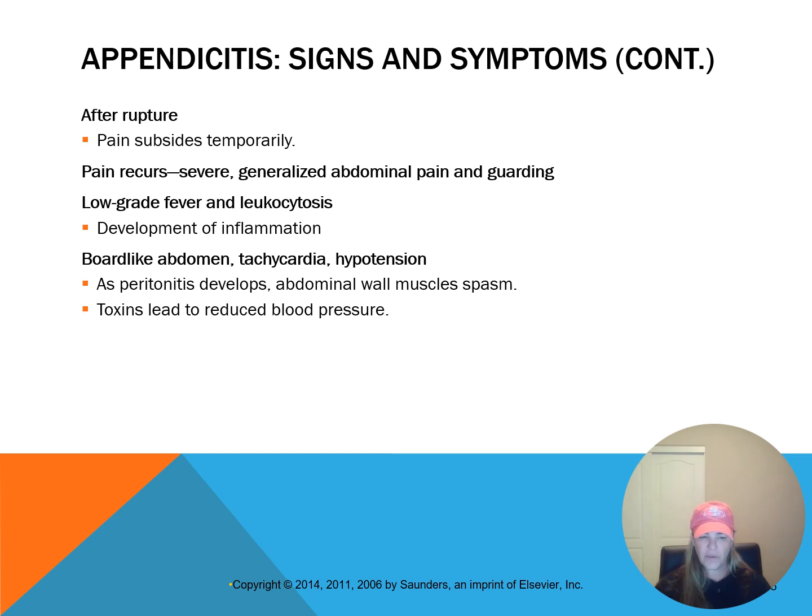Also, low-grade fever, leukocytosis is a very common symptom. Tachycardia, hypertension. If there's a systemic infection created by appendicitis, you can have low blood pressure because of the toxins that are leaking into the peritoneal wall and possibly leaking into your blood system.